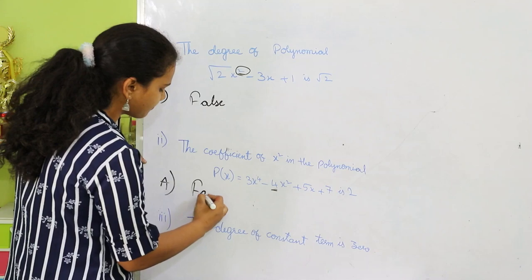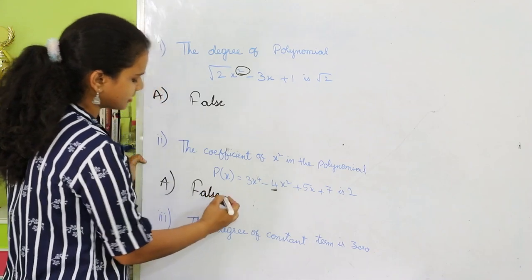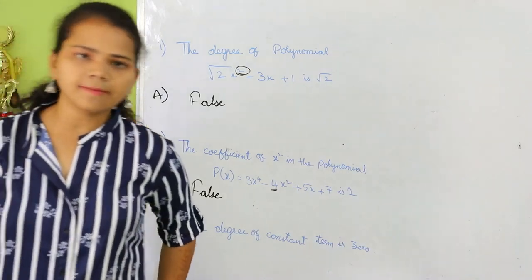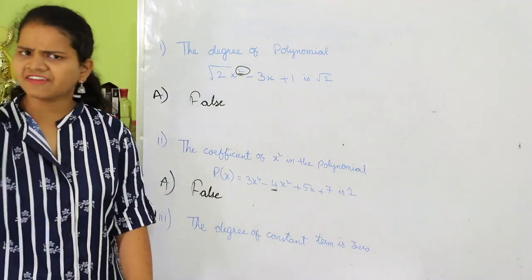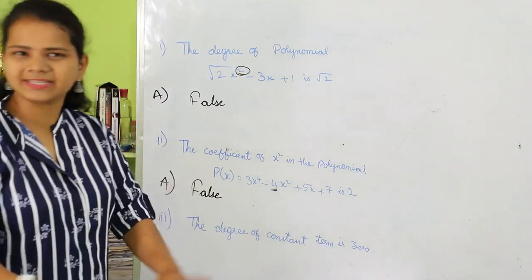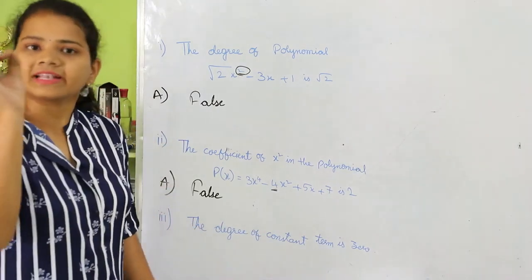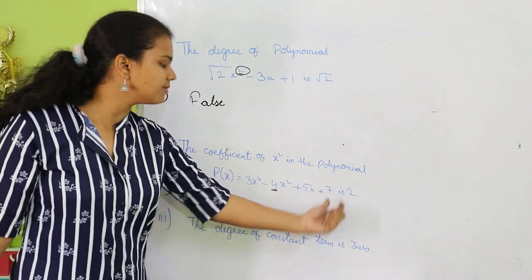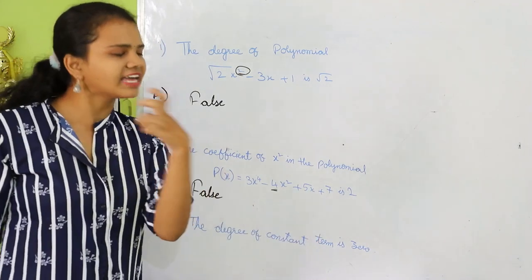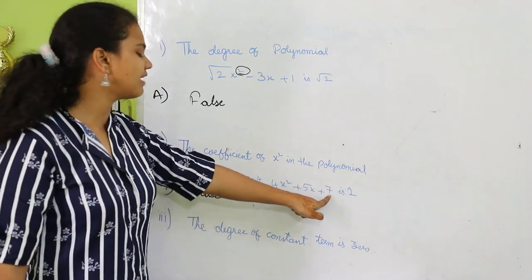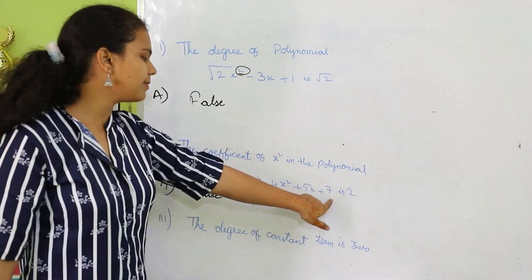The statement is what? False. Clear? The degree of constant term. So what is a constant term? The term which is not having any variables. Variables means x, y, z, and a, b, c are also variables, right? The term which is not having any variable is known as a constant term. Here 7 is not having any variable, so therefore 7 will be a constant term.